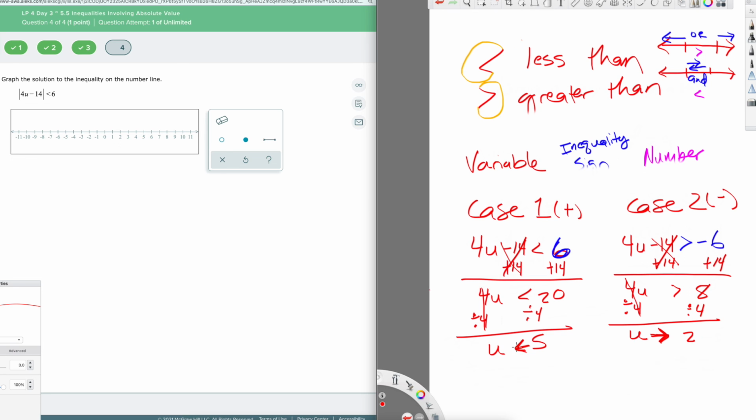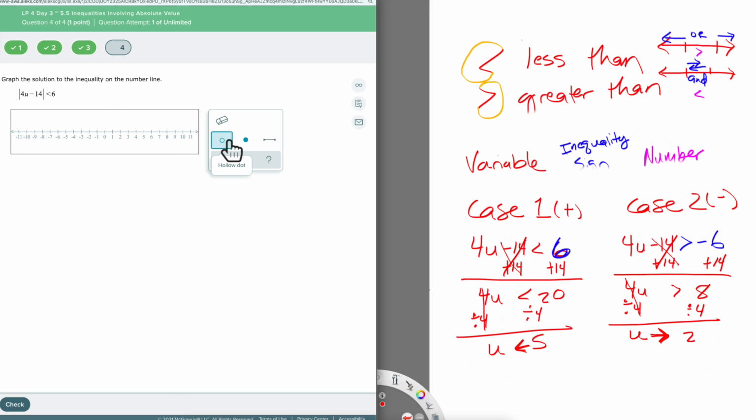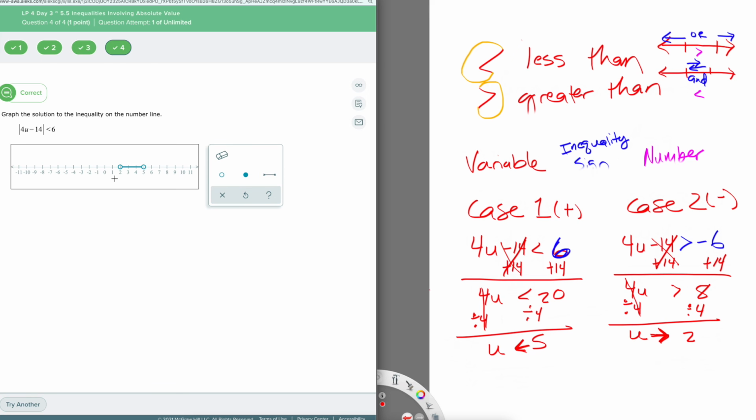They're also just less than or greater than. It's going to be open dots or hollow dots, as Alex is saying it there. So I have 5, I have 2. U is less than 5, so going to the right here. And it's greater than 2, so yay, that works. They are coming together. They're in between there. I can click check, and we are good to go there. So that was section 5. I will see you in section 6.